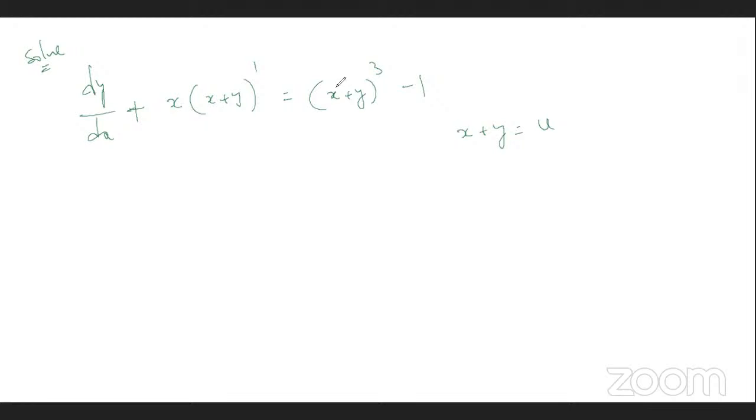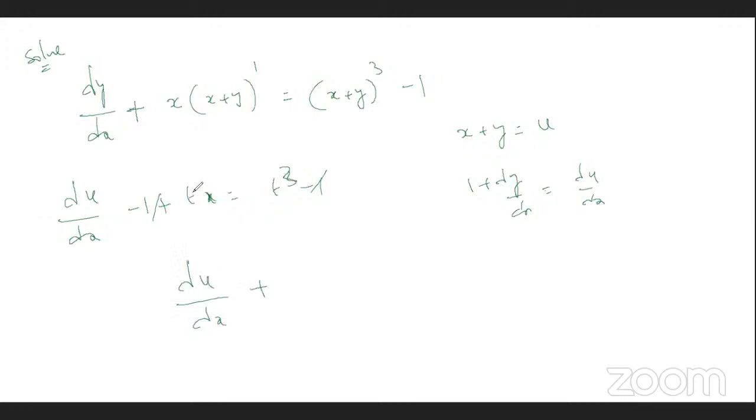From this, can I separate x and y? It's not possible. Is it right? Yes, sir. So I am clubbing this x plus y as u. Don't bother about this x. 1 plus dy by dx equal du by dx. So now what comes? du by dx minus 1 plus xu equal to u cube minus 1. So then what we are having? du by dx plus xu equal to u cube.